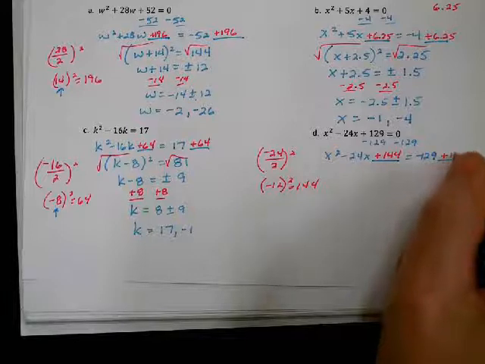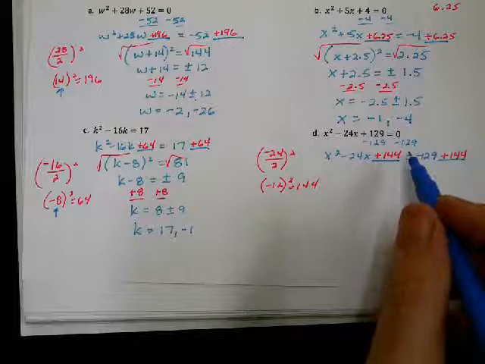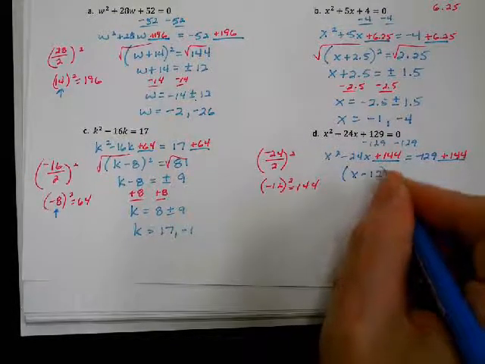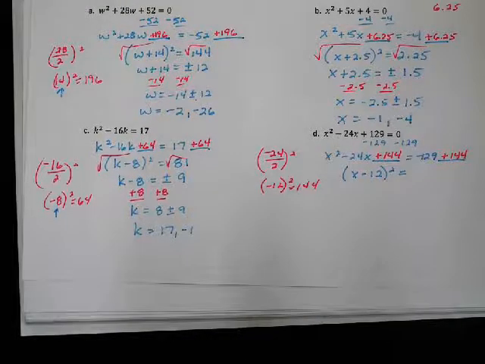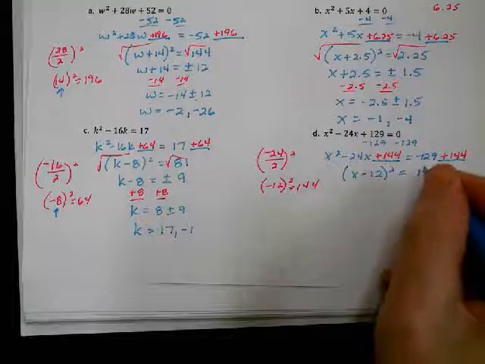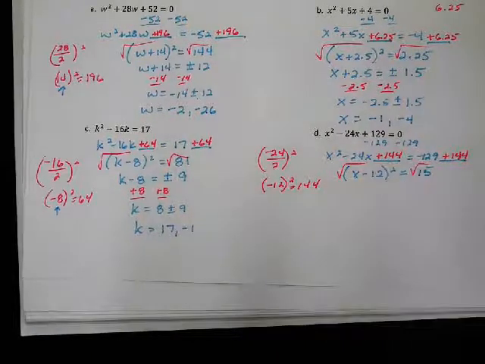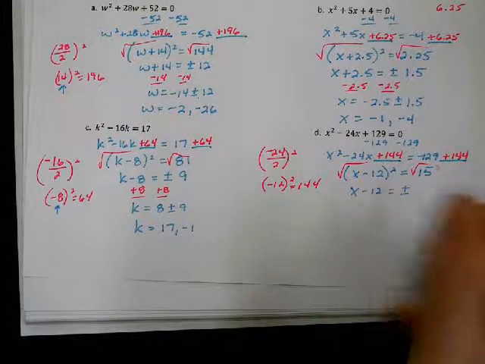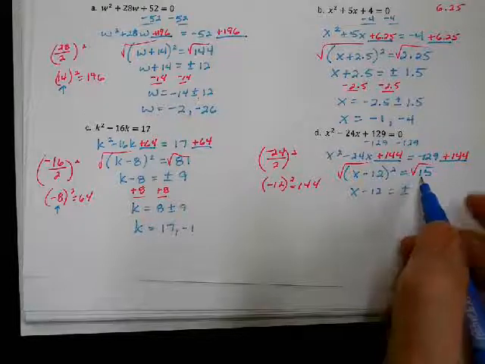All right, so on this side of the equation, I've got x minus 12, because negative 12 is the number I squared. On this side, let's see, 144 minus 129, I think that's 15. Now I take the square root from both sides, and I get x minus 12 equals plus or minus. Square root of 15 is not a perfect square, and it doesn't reduce because it's just 3 times 5. So I'm just going to leave that as the square root of 15.